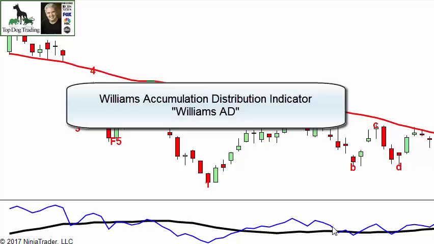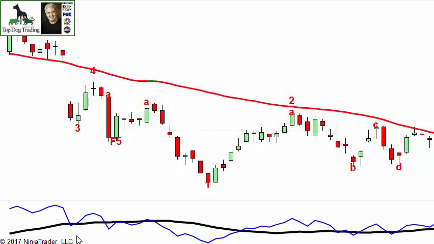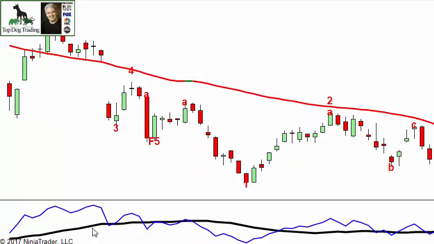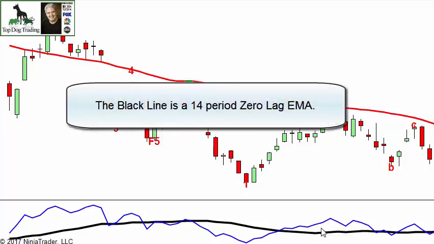Accumulation distribution line, we'll just call it the AD line. It's very choppy, right? There's a lot of ups and downs, ups and downs. For that reason, I find it very hard to read and make any sense out of it. I look at the black line. That black line is the exponential moving average, the so-called zero lag exponential moving average, so it's going to move as fast as possible.